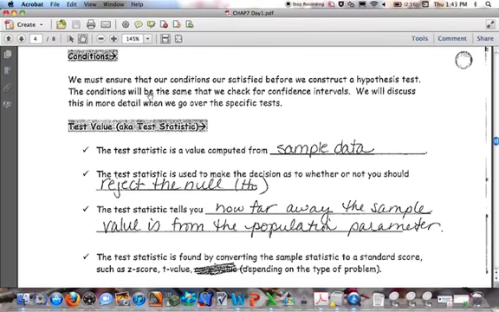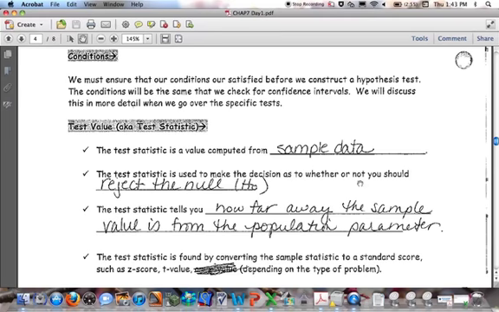Conditions. We're going to check conditions just like we did last chapter. They'll be very similar, and I'm just going to go over those in detail when I go through the specific tests. Your test statistic or your test value, it's computed from sample data. It's used to make the decision as to whether or not you should reject the null.